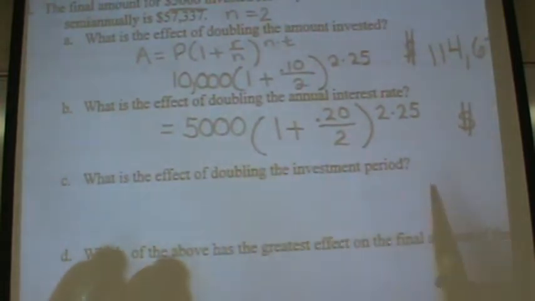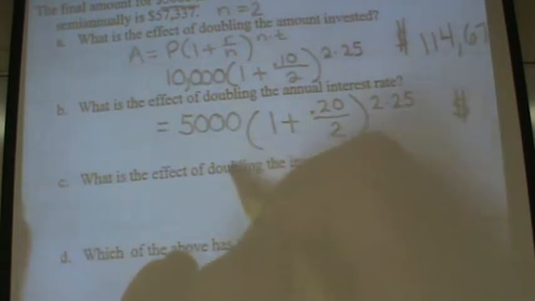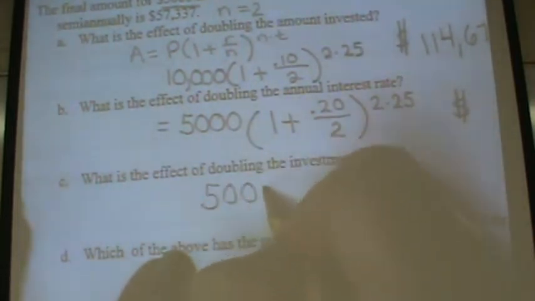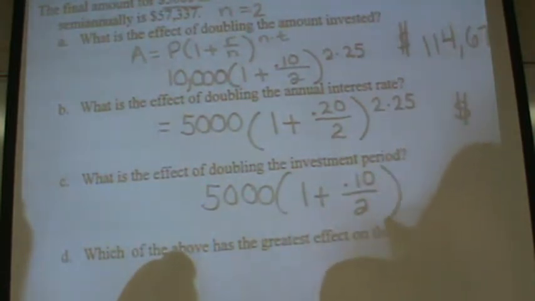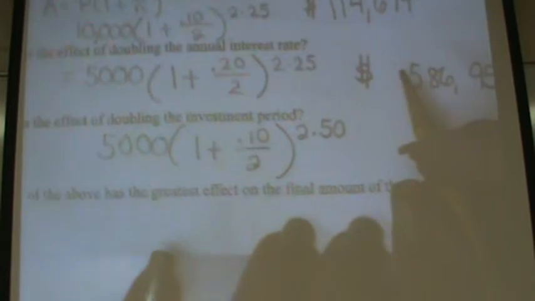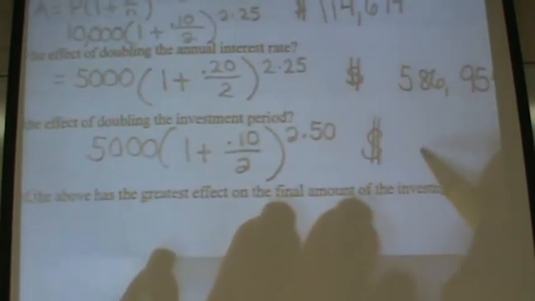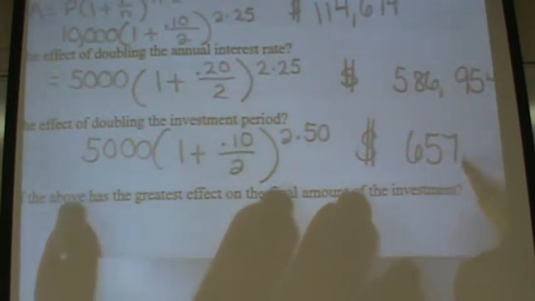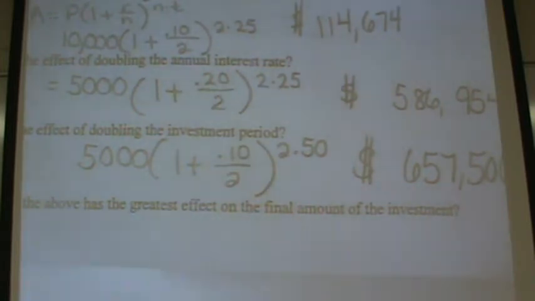What about doubling the investment period? So instead of 25 years, how do you double 25 years? You have 50 years. So keep it at 10%, semi-annually, and we're going to double the number of years, so 50 years. How much money are you going to end up having? You end up with $657,506.